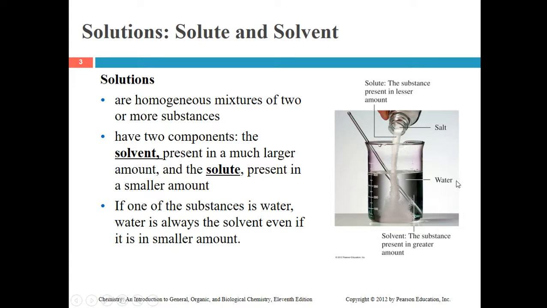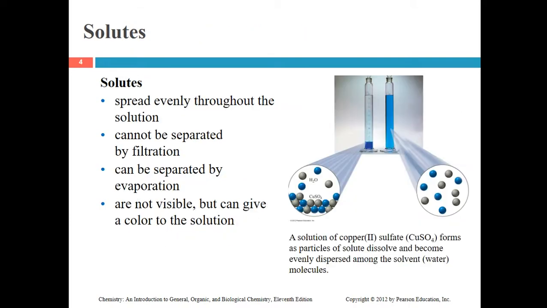So if one of the substances is water, water is always considered the solvent, even if it is in smaller amounts. So in chemistry, we consider that. In the Sapling homework, please just pick the one that's a smaller amount. You are going to put that as the solute. The item that's the larger amount is the solvent.